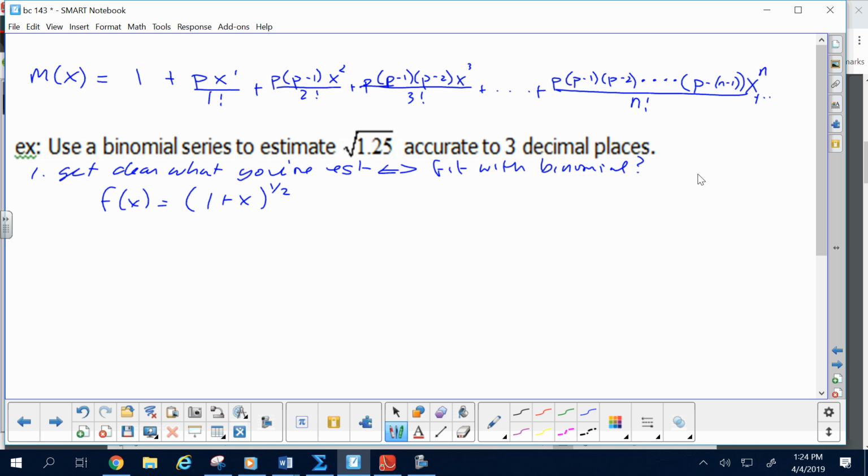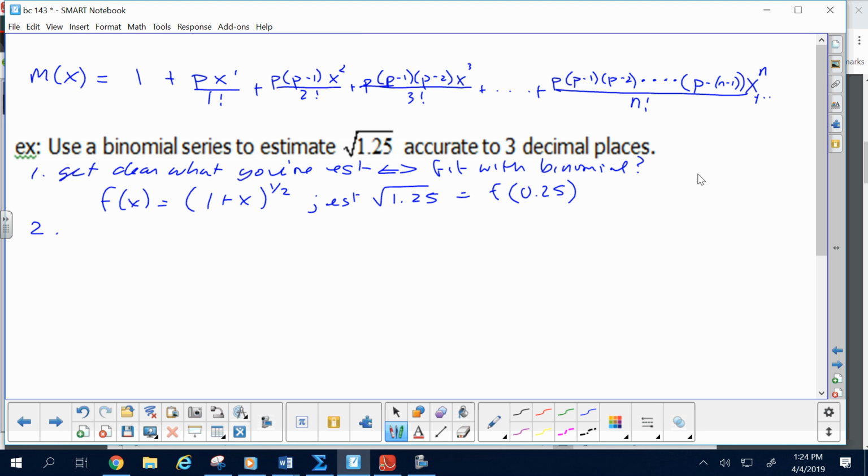And I'm trying to, when I go to estimate the square root of 1.25, that would mean f at 0.25. You follow? Because that would be (1 plus 0.25) to the half, and that's 1.25 under the root. All right, now I have clear what I want to estimate. I say the function is (1 plus x) to the half, and I'm trying to estimate f at 0.25.